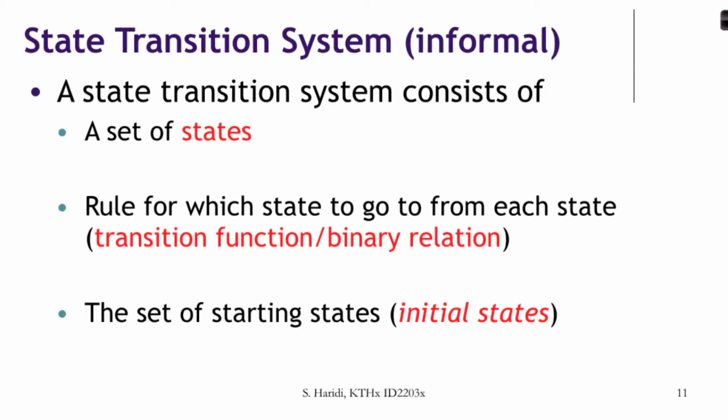So we are going to talk now about state transition systems. And what is a state transition system? Informally, it consists of a set of states and a rule that governs from which state how you move to the next state, which we call sometimes a binary relation between states. But sometimes, if you can only move from one state to another single state, then it is also a function, so sometimes we call it a transition function. And we have a set of initial states where you start the whole thing.